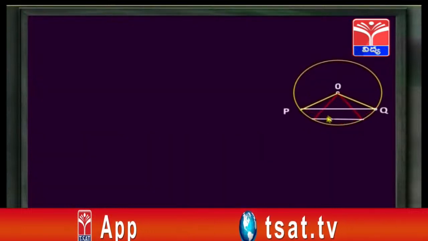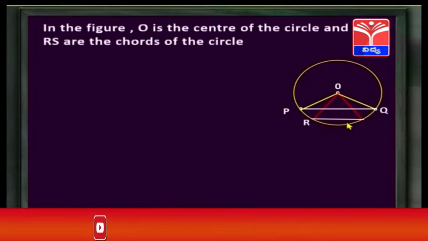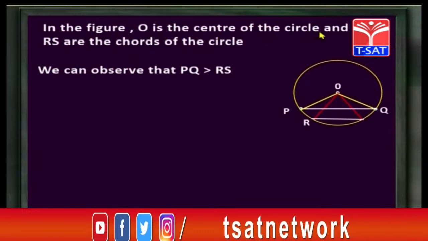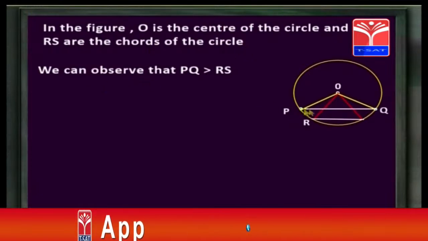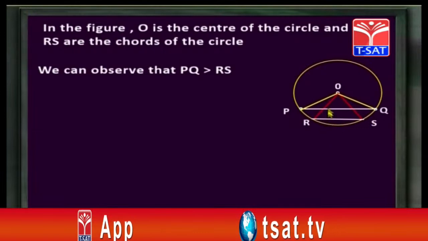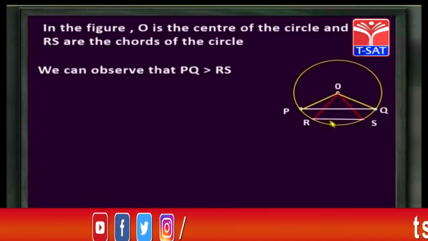Now, observe this one, students. In the circle, PQ is a chord and RS is also a chord. In the figure, O is the center of the circle, and PQ and RS are the chords of the circle. What is the relationship between PQ and RS? The length of PQ is greater than the length of RS.